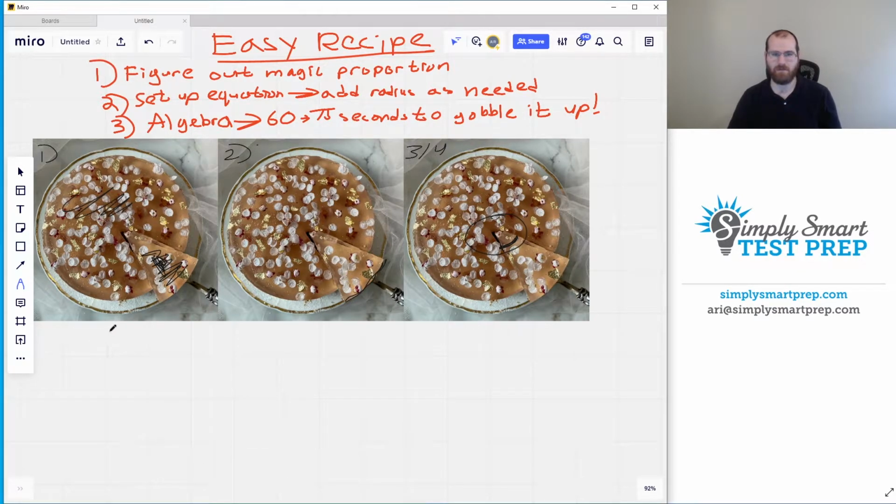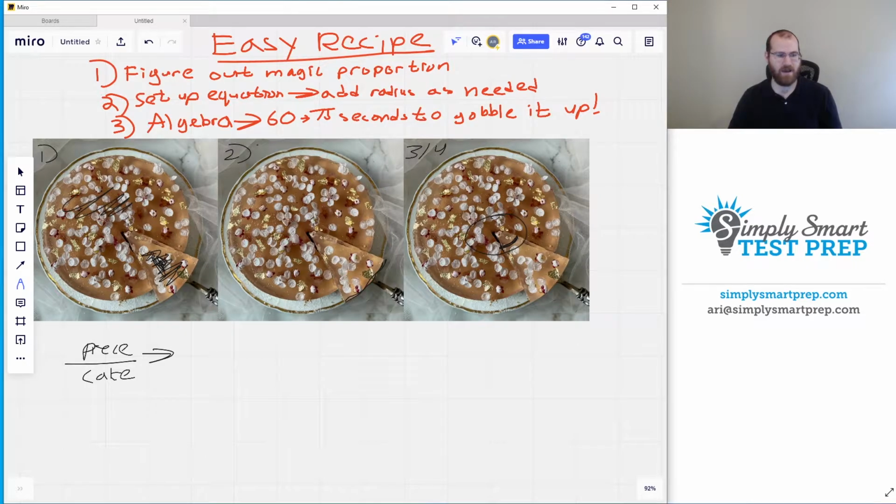Now this proportion, the magic proportion, I call piece over cake, where the top part is going to be the piece as far as whatever attribute we're measuring, and then the cake is going to be the entire cake, the entire circle, as far as the attribute that we are measuring. So let's get into it with some real numbers.